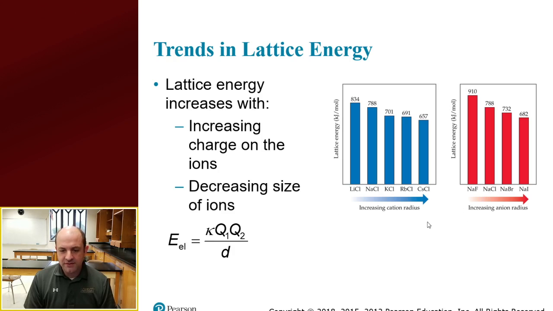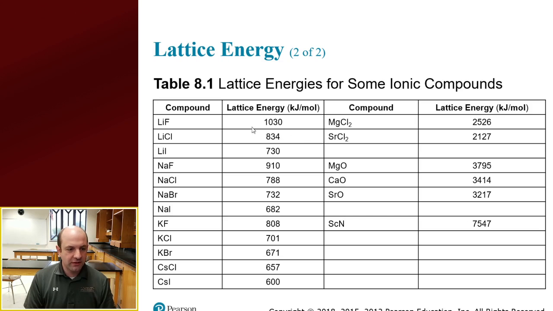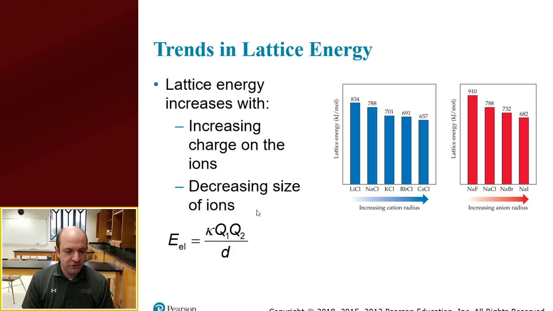And sadly, they don't give us a figure here, but we can see that right here. When it's +1, -1, in the hundreds, maybe right around 1,000. When it's +2 and -1, now we're up to 2,000s. +2, +2, 3,000s. +3, -3, 7,000s. So the more charge there is here in the numerator, we get a bigger lattice energy.